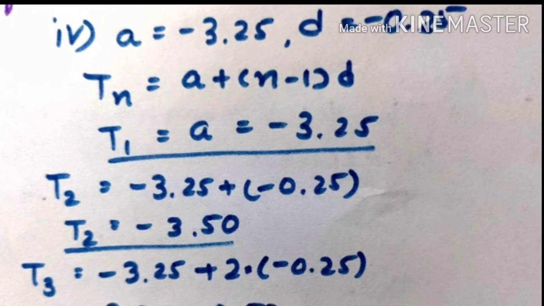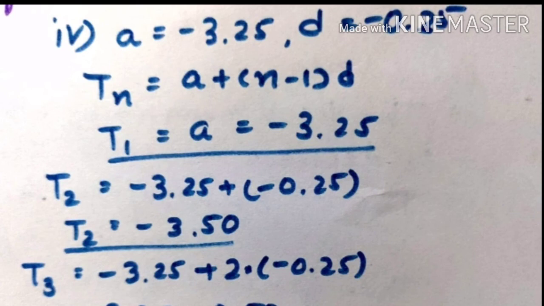T1, the first term, is equal to a only, because you see in the formula in place of n we put 1. So 1 minus 1 is 0 into d. So that part is cancelled, as 0 into any number gets 0 only. So we get only a. A is already given, minus 3.25. So we found our first term, minus 3.25.